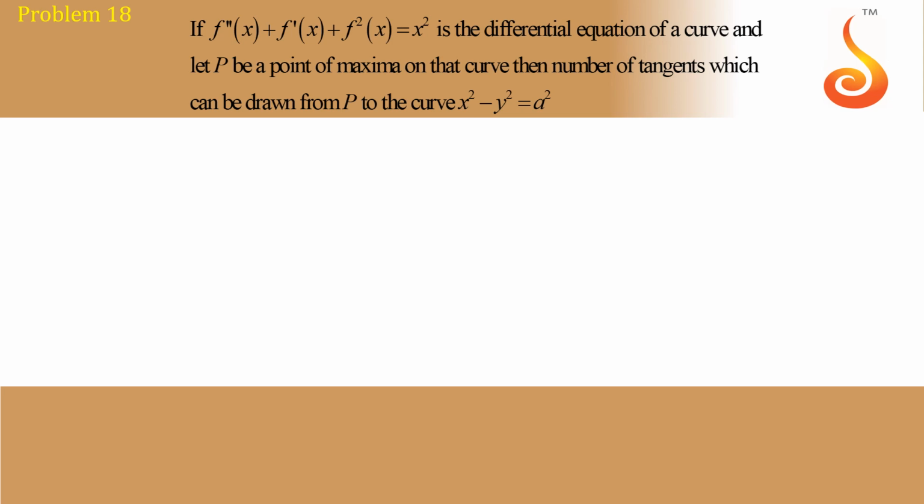So, given that f double dash x plus f dash x plus f square of x is x square is the differential equation, and P is a point of maxima. Then at P, since it is a point of maxima, can I say f dash x will be 0 and f double dash x will be negative?